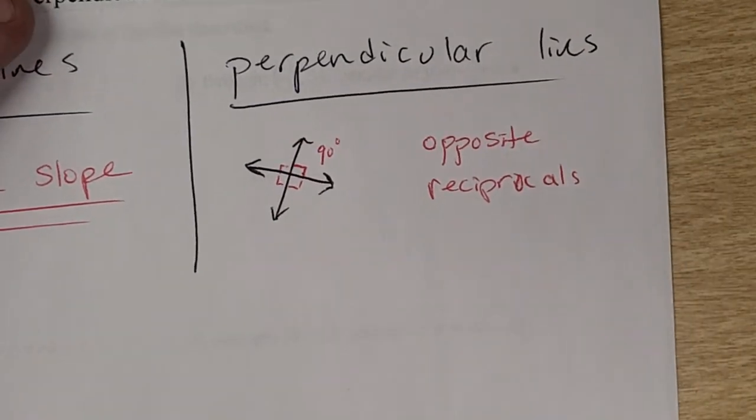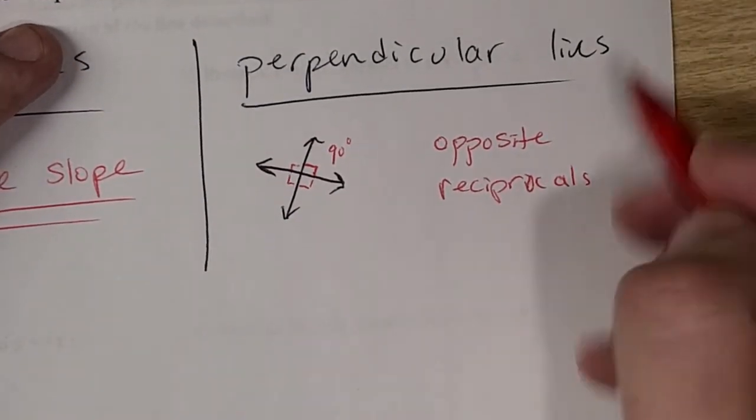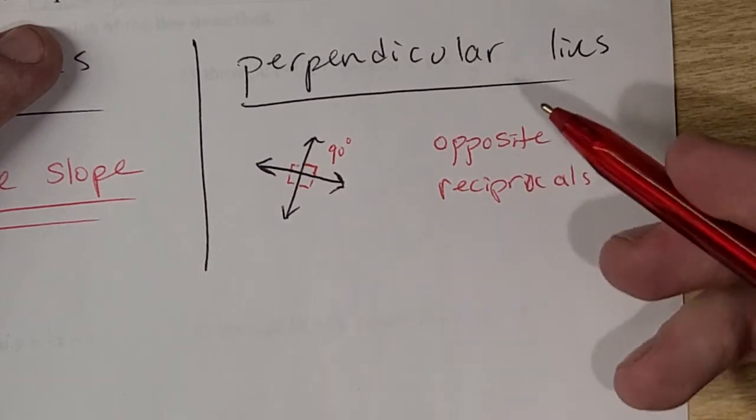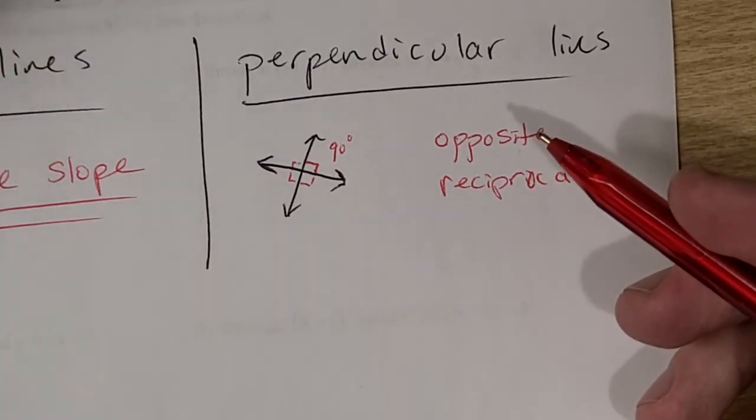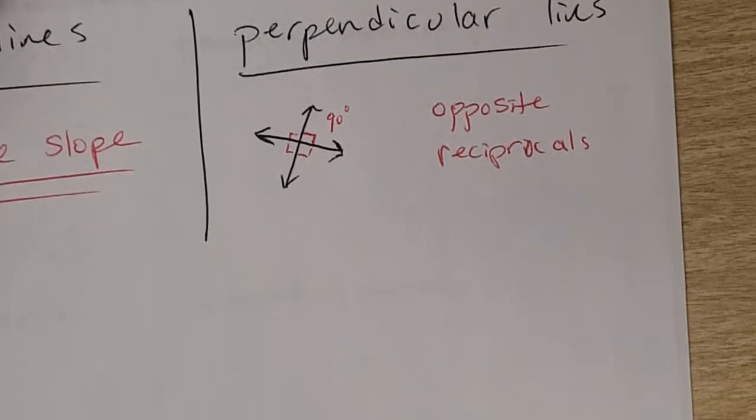Opposite reciprocals. So opposite, just meaning you change the sign. So if it's positive, change it to negative. If it's negative, change it to positive. And reciprocal means you flip it.